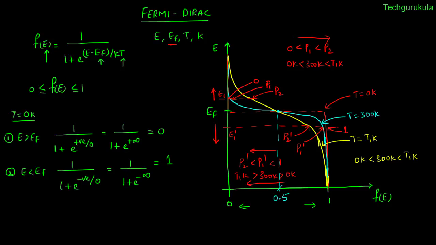Based on this, we can define what the Fermi energy level means. The Fermi energy level is the energy level at which the probability of finding an electron is exactly half, or exactly 0.5. In other words, the probability of finding an electron is equal to the probability of not finding an electron. That energy level is the Fermi energy level, which is EF.